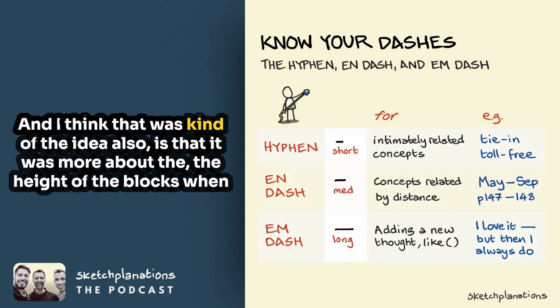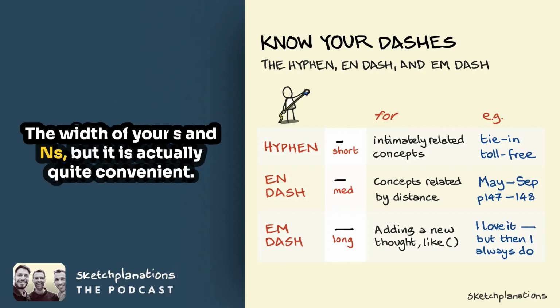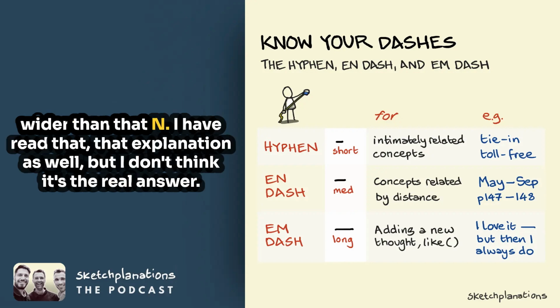Yeah, and I think that was kind of the idea also, that it was more about the height of the blocks when they were typesetting with the letters, and less particularly about the width of your M's and N's. But it is actually quite convenient. It's not a bad way to remember it, if you ask me. It's an M, and an M is quite a bit wider than the N. I have read that explanation as well, but I don't think it's the real answer.